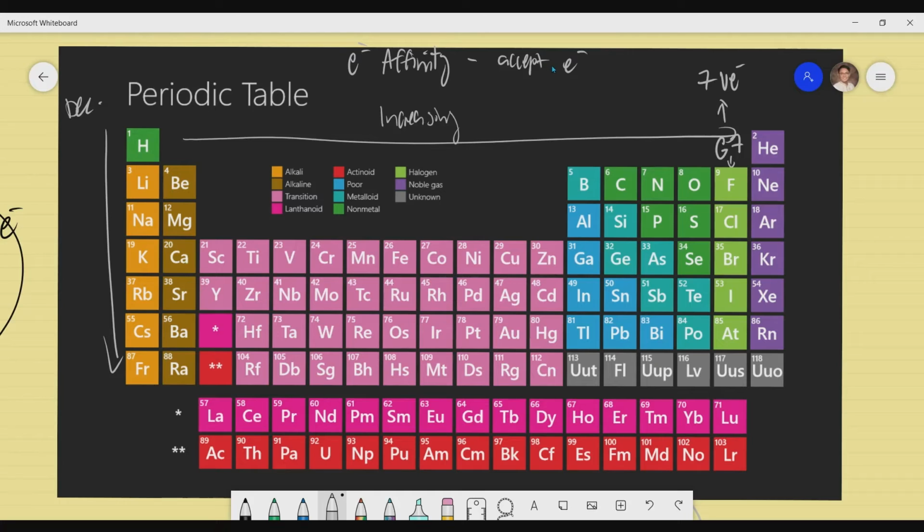Accept na yan ng electron. Now, how about this one, this particular column? Remember, this is what we call your noble gases. Okay, so let me write that one clearly. That is what we call your noble gases.